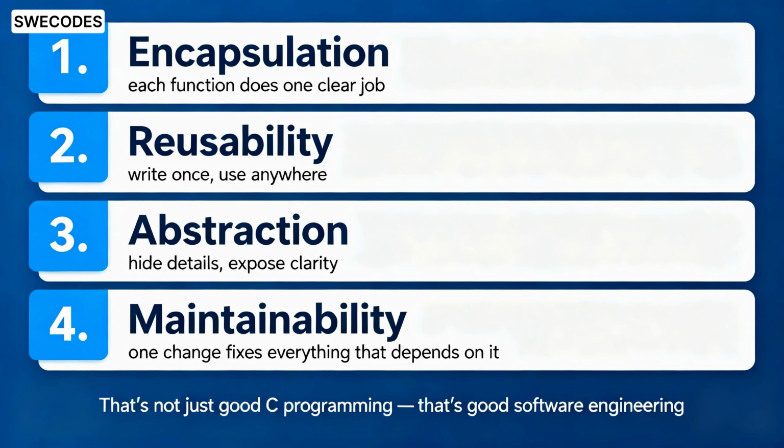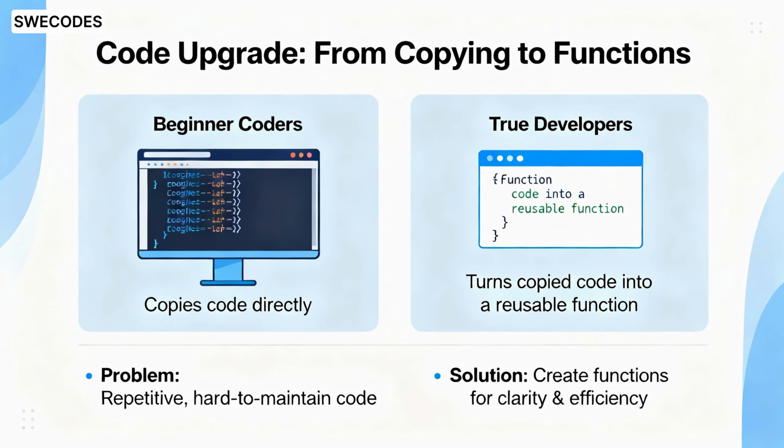Let's recap the principles you've just applied, because these are the foundation of every great software system. 1. Encapsulation. Each function does one clear job. 2. Reusability. Write once, use anywhere. 3. Abstraction. Hide details, expose clarity. 4. Maintainability. One change fixes everything that depends on it. That's not just good C programming. That's good software engineering. So next time you catch yourself copying code, stop and turn it into a function instead. It's the simplest upgrade that separates beginner coders from true developers.